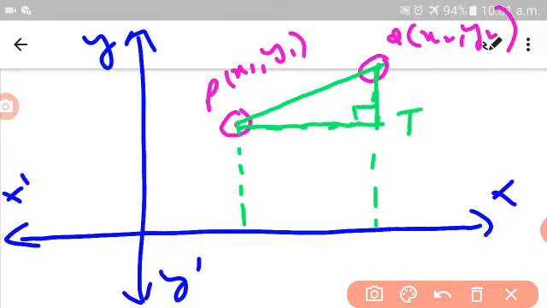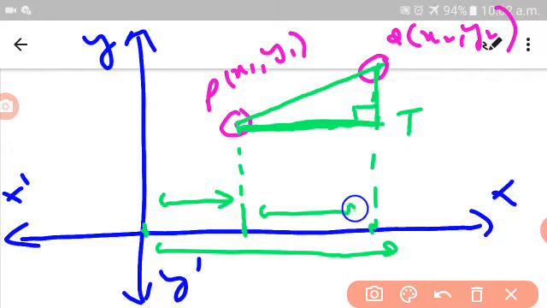Okay, so I know the coordinates of P, that is x1 comma y1, and the coordinates of Q are x2 comma y2. Now see, if you observe, what is the distance between PT? From this point to this point, the distance is x2, and from this point to this point, the distance is x1, right? I need this distance, so that is x2 minus x1.